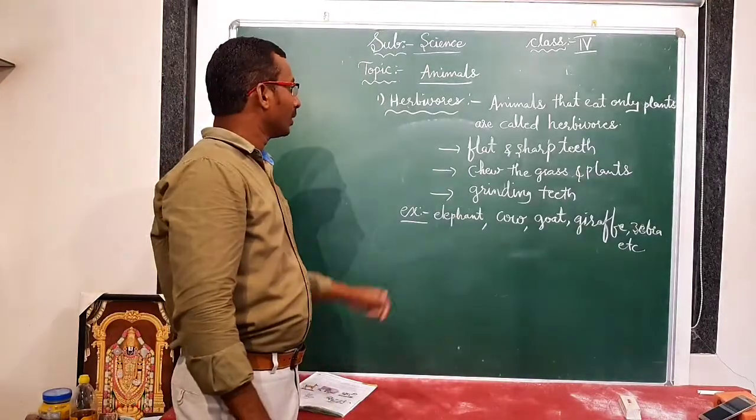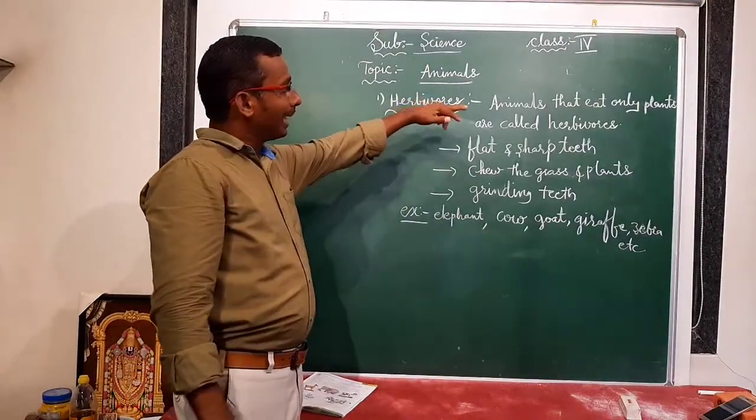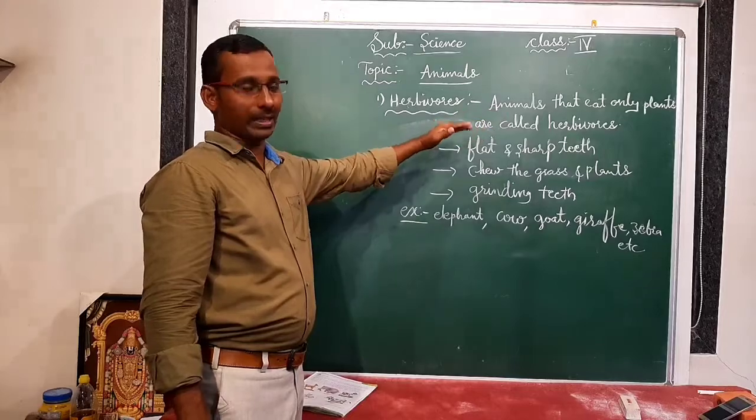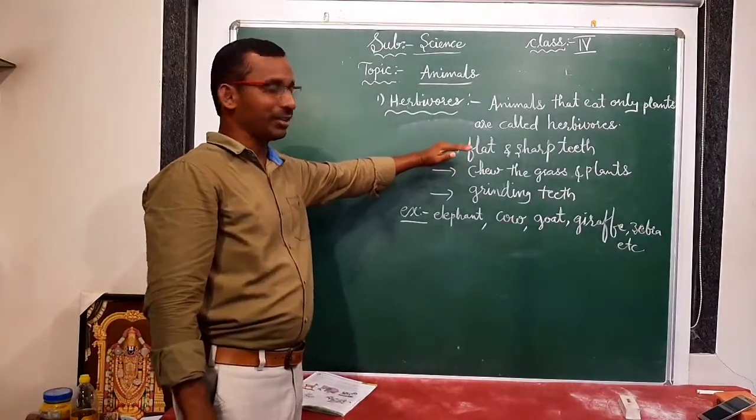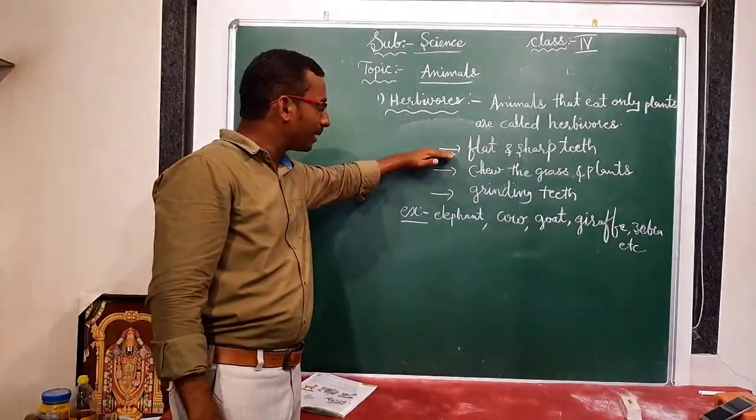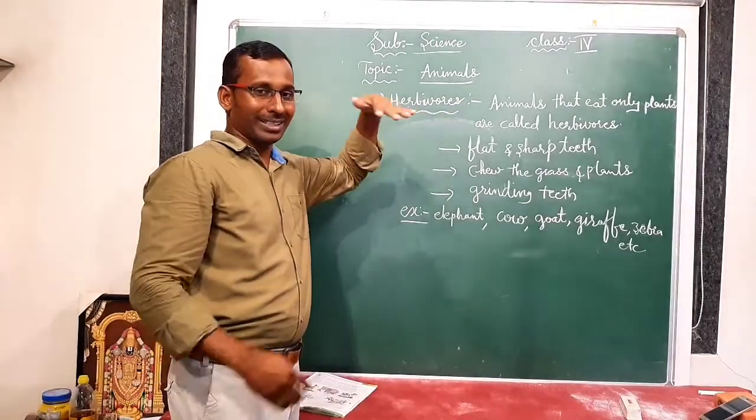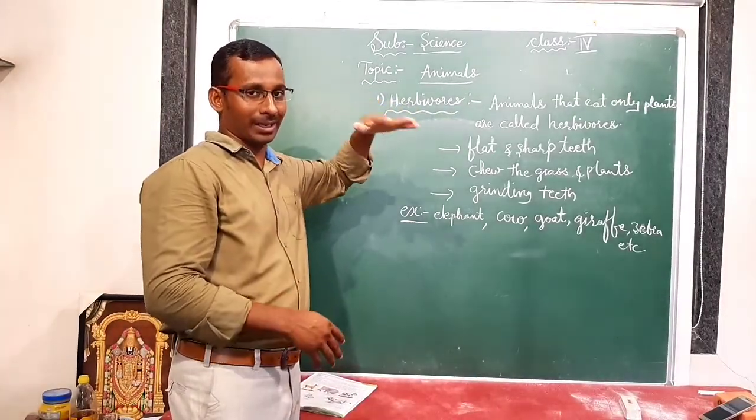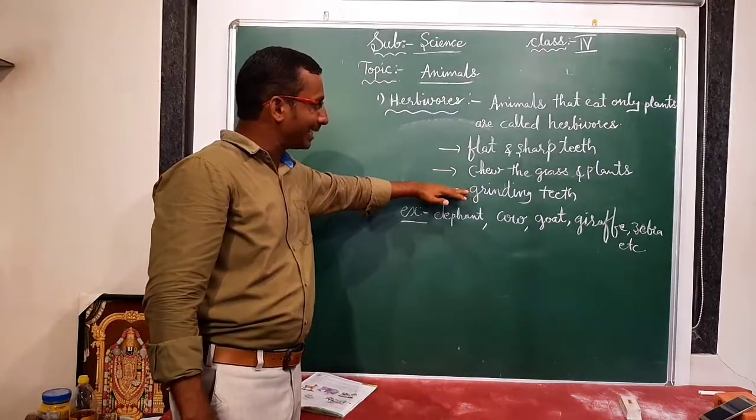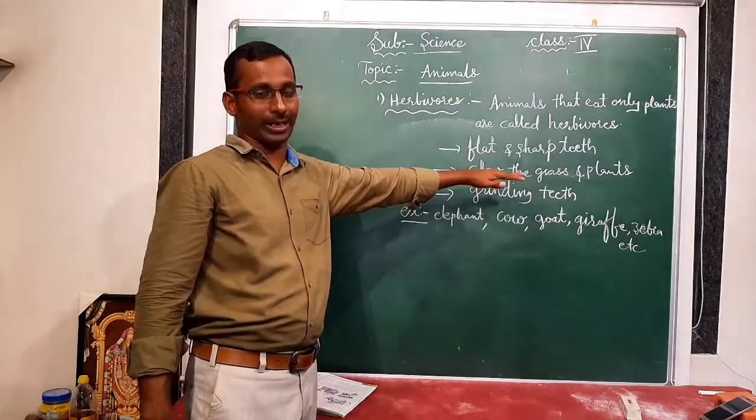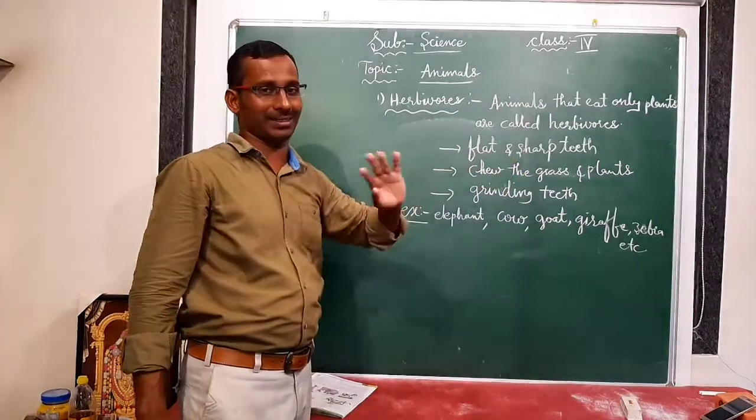Is it clear? What are herbivores? Animals that eat only plants are called herbivores. They have flat and sharp teeth. With the help of sharp and flat teeth, they bite and cut the plants or grass. With the help of grinding teeth, they can chew the food items, means plants and grass.